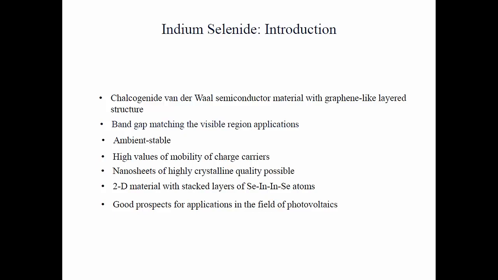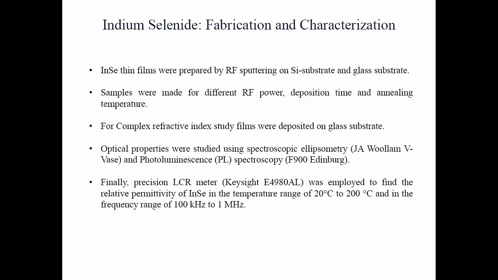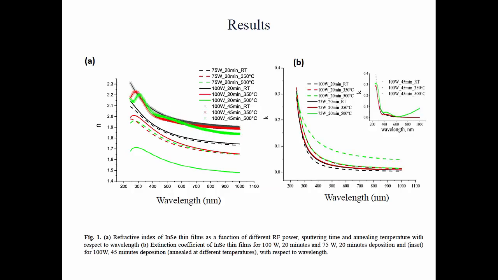So, we have deposited different thin layers of indium selenide with sputtering, with different RF power and with different time, and we have annealed those thin films at different temperatures. So, why have we done this? We are making some devices, so we have to know the behavior of those devices with these different sputtering process parameters. So, we have deposited the films and looked at the electrical properties.